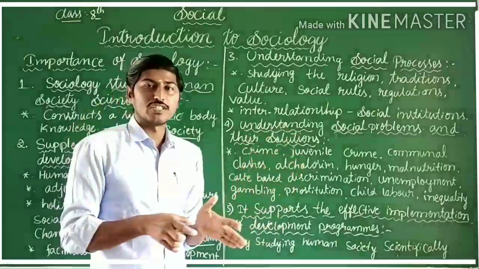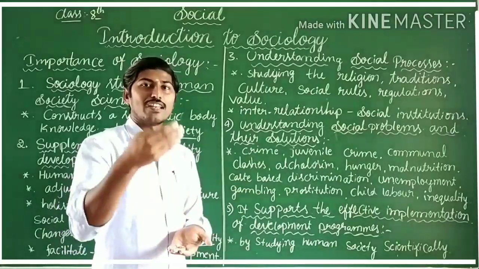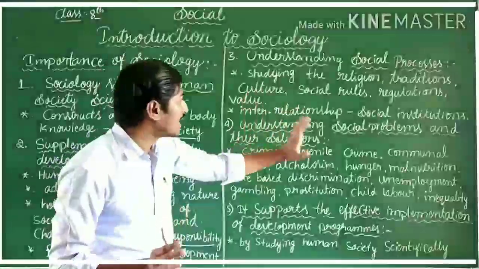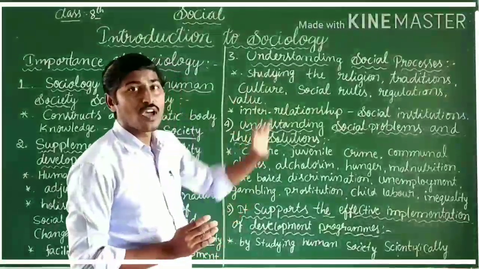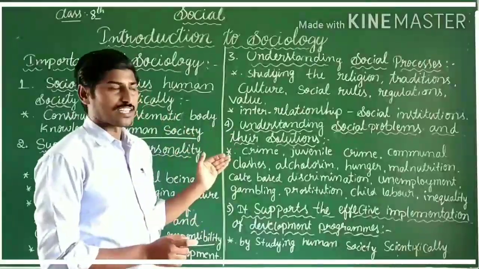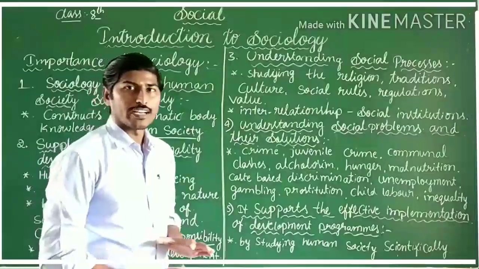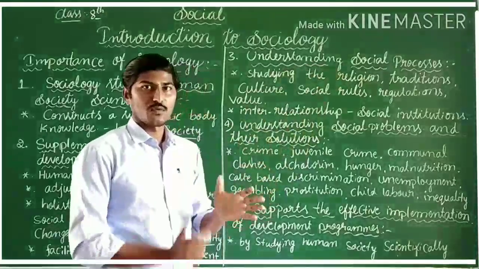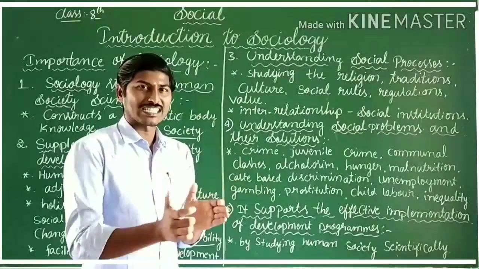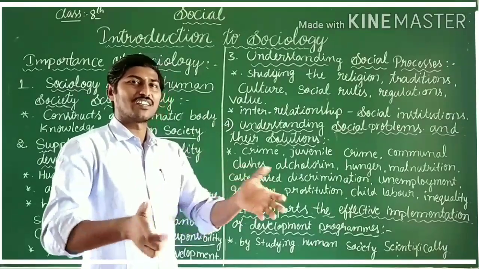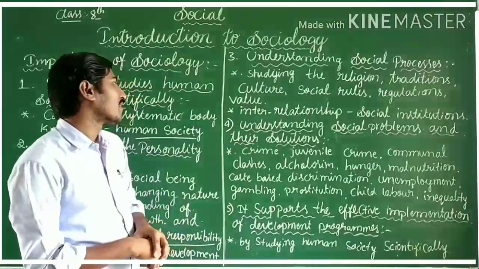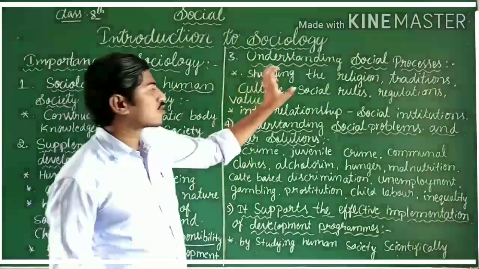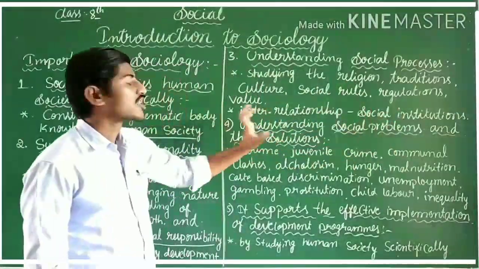There are so many social institutions in our society: family, school, office, temple. They are all social institutions. We can understand the social institutions also through sociology, so it is also one of the importances of sociology. We can understand the social process, culture, traditions, customs, values, and behavior in sociology. And the fourth importance of sociology is understanding social problems and their solutions.